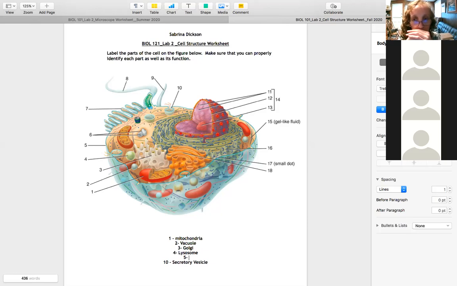Okay. I'm going to go and enter one of the other labs. All right. One of the other groups.